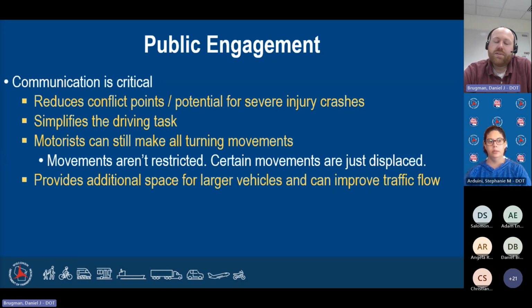Lastly, another concern that's often brought up is for those larger vehicles. These actually provide more storage room for larger trailers or large trucks to navigate that intersection, as well as improve their ability to make the maneuvers.